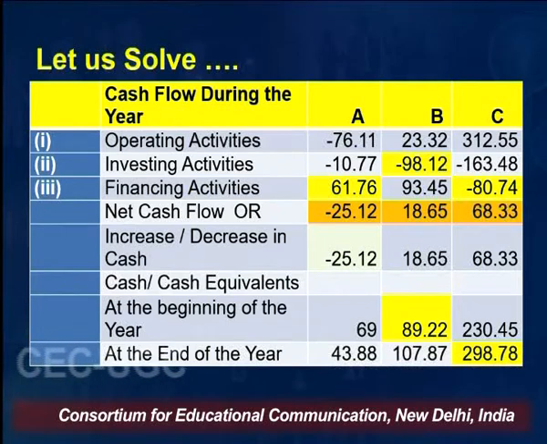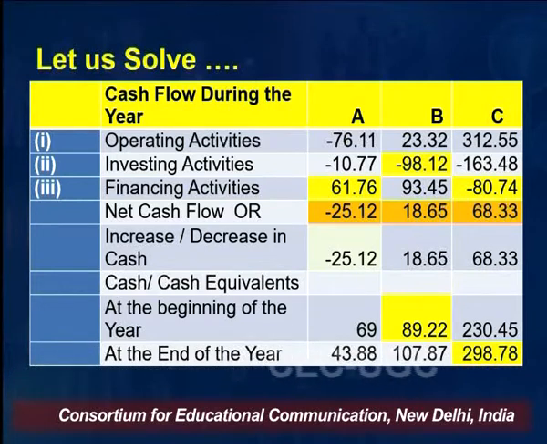So in this company, what we have learned: out of opening and closing balance of cash and cash equivalent, one was missing, and out of the 3 activities, operating, investing and financing, investing activities cash flow was missing. So first we calculated the beginning balance of cash and cash equivalent, which is 89.22, and then we found the investing activity value, as financing and operating values were given, which came to be 98.12.